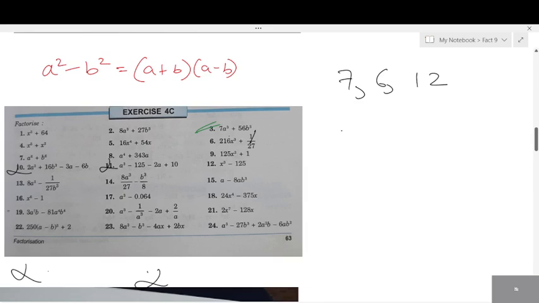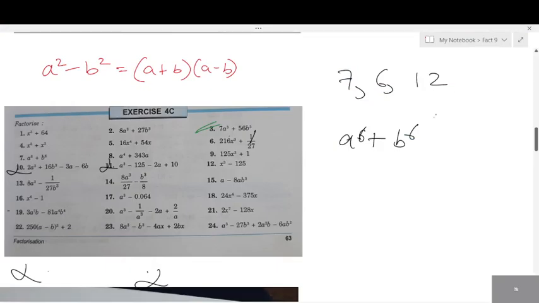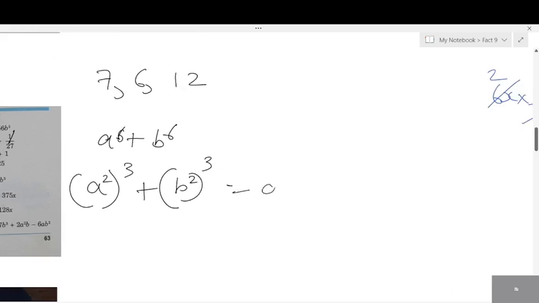Sixth question is done. Seventh one. A to the power of 6, B to the power of 6. Okay, I need 3 outside. So how do I write 3, students? If I want 3 outside, what should be written? Very good. A square the whole cube and B square the whole cube. Now what's the answer for this? A plus B.